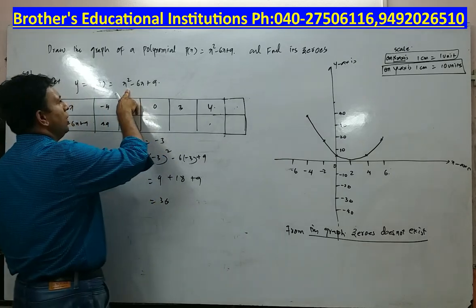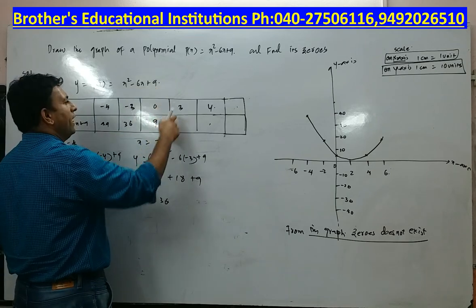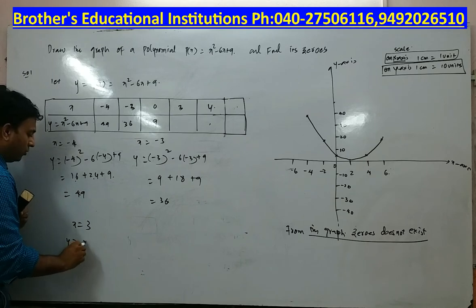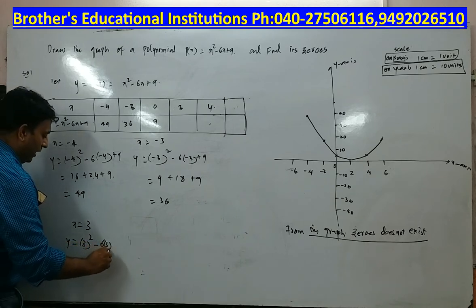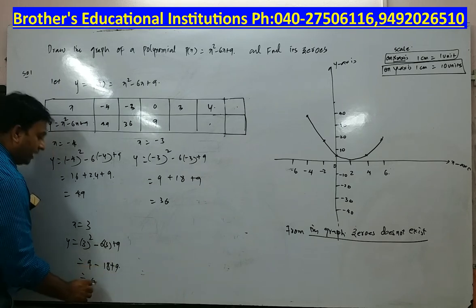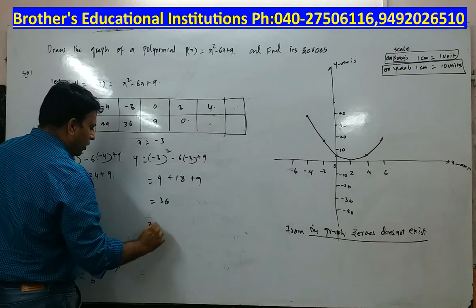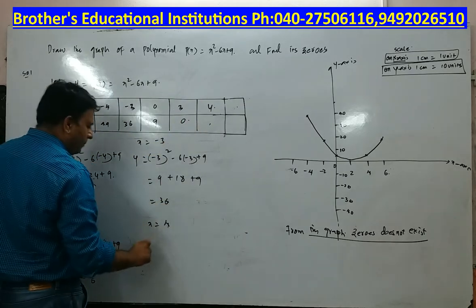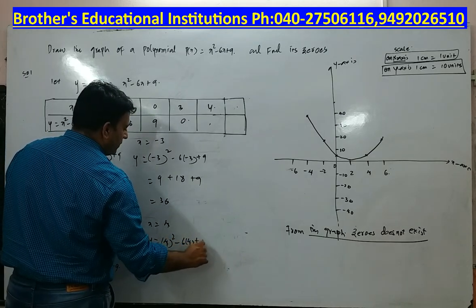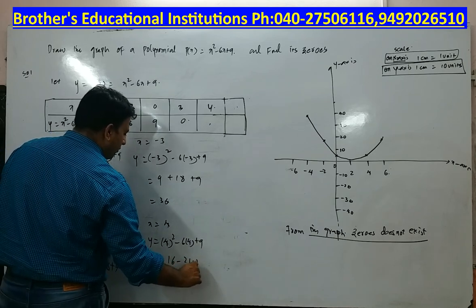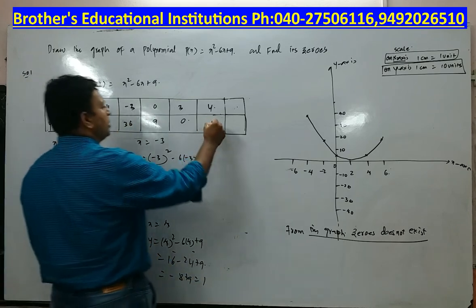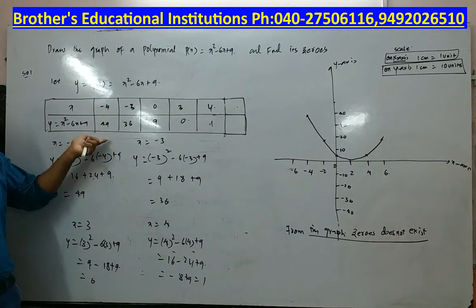Now for x is equal to 0, 0 minus 6 into 0 plus 9 will be 9. Now I will put x is equal to 3. Y is equal to 3 square minus 6 into 3 plus 9. 3 square is 9, 6 threes are 18, plus 9. 9 minus 18 is minus 9, plus 9, you got a 0. Now again I will put x is equal to 4. Y is equal to 4 square minus 6 into 4 plus 9. 4 square is 16 minus 24 plus 9. 16 minus 24 is minus 8 plus 9. And what is minus 8 plus 9? Plus 1. So like that, for these 5 values, these are the respective y values I got.